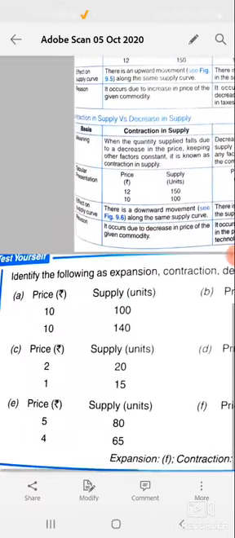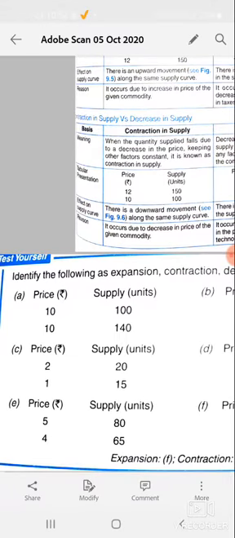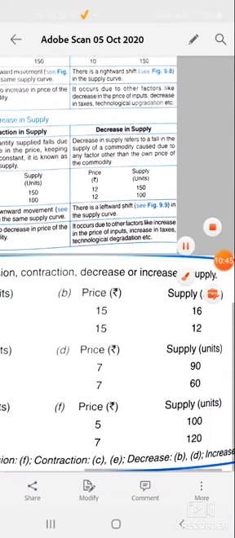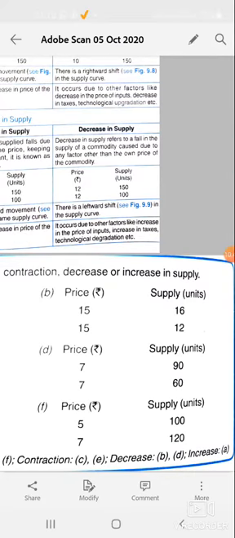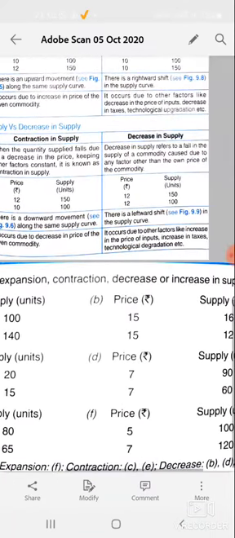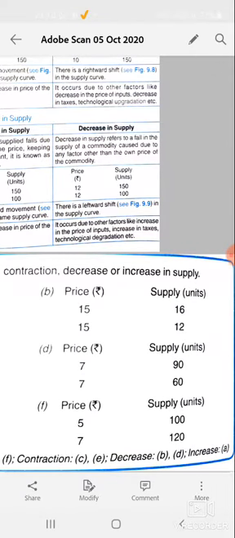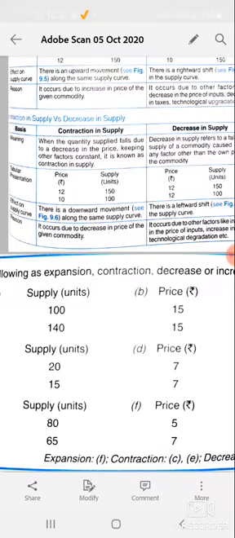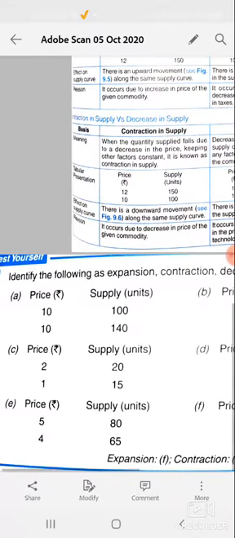Now I am giving one example, one exercise for you. Identify the following: expansion, contraction, decrease or increase in supply. You just go through the six conditions and identify them, and at last you can check your answers, as the answers are given as well.